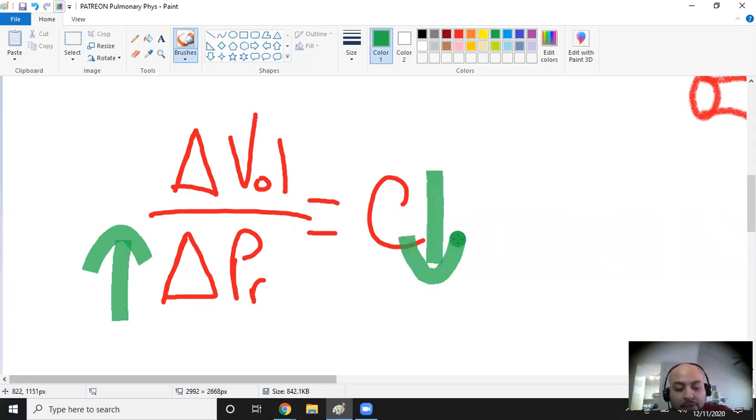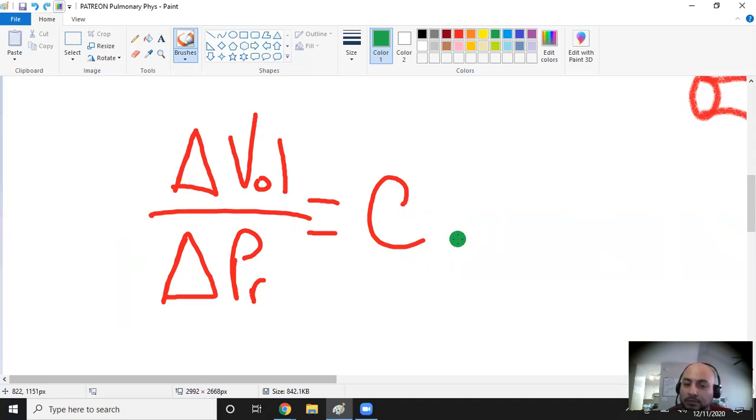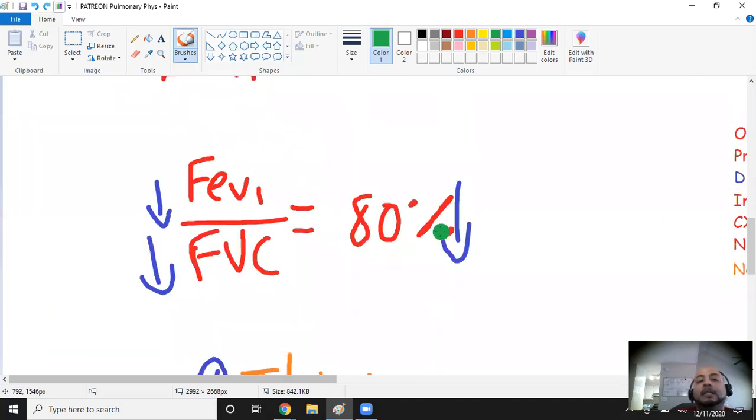So compliance has to decrease, making it very difficult to inhale. Okay. Next concept, FEV1 over FVC ratio. Now, what I always like to ask is, what do they represent? Not what do they mean? Forced expiratory volume in 1 second. Okay, that's great, but what do they both represent, really?